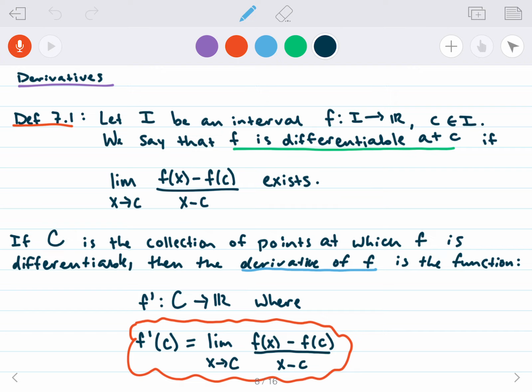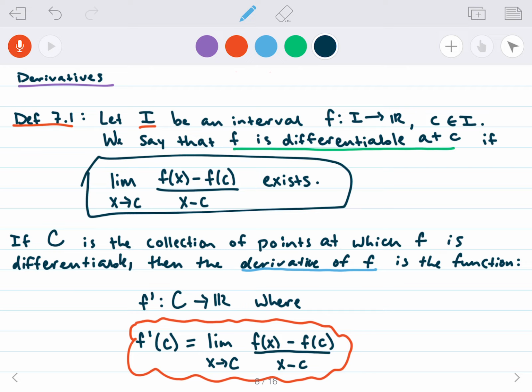Okay, so let's go back with some definitions. Definition 7.1. So you have an interval, I. When I say interval, I mean something like [a,b], or maybe negative infinity to a, or (a,b), anything that looks like that. And you have a function f from that interval to the real numbers, with c being in that interval. We say that f is differentiable at c if the limit as x goes to c of (f(x) - f(c))/(x - c) exists.